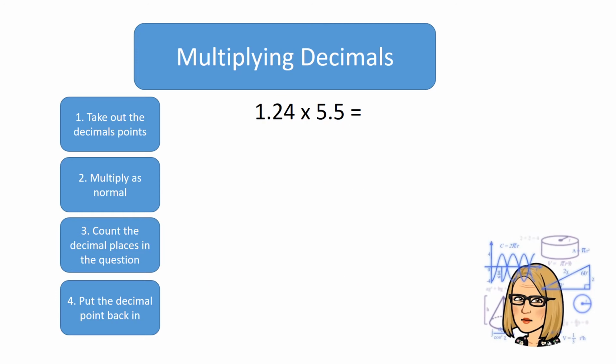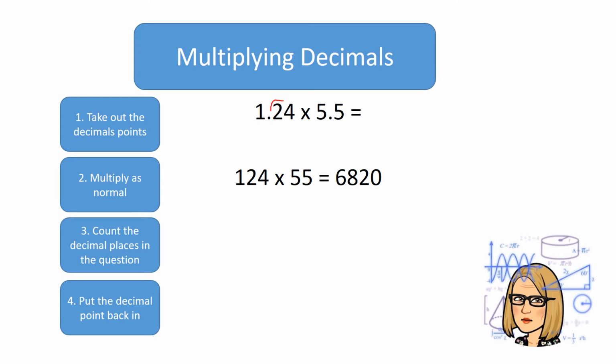Now another example: I've got 1.24 multiplied by 5.5. So I'm going to take my decimal point out. So I've got 124 multiplied by 55. And you calculate that however you do your multiplication, and you should get the answer of 6,820. Now I need to put the decimal point back in because my question isn't 124 multiplied by 55. It's 1.24 multiplied by 5.5.